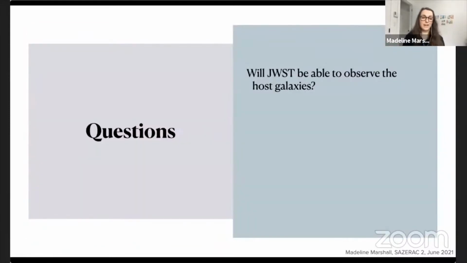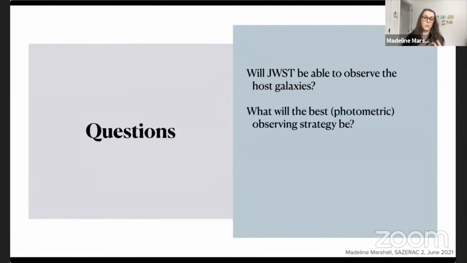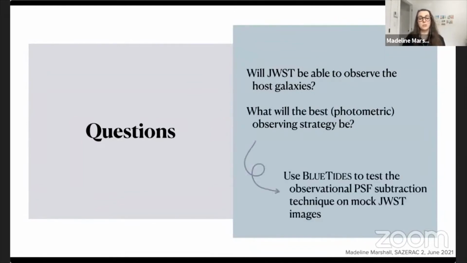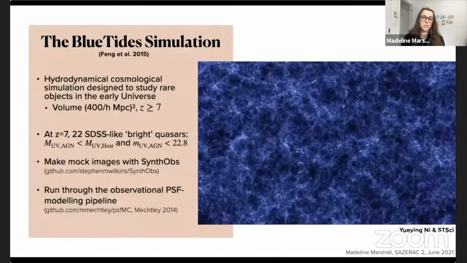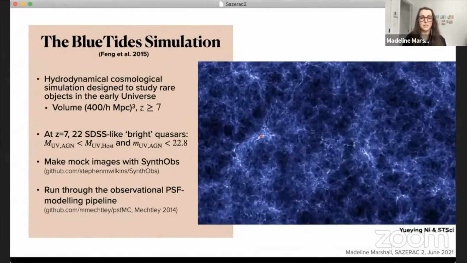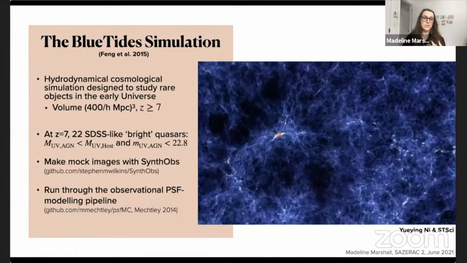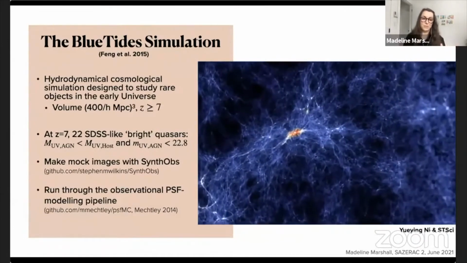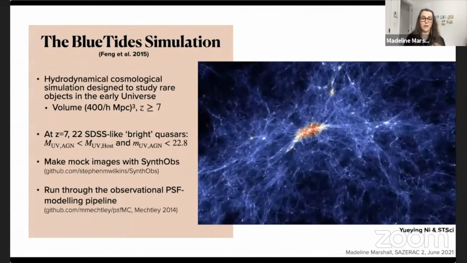So questions that we've been having very recently are, will JWST be able to observe the host galaxies? And what will the best photometric observing strategy be? So to answer these questions, I've been using the BlueTides simulation to test that observational PSF subtraction technique on mock JWST images. So BlueTides is a hydrodynamical cosmological simulation designed to study rare objects in the early universe. And so here is a zoom in on a couple of galaxies that have been formed in the simulation. Now, because it's an extremely large volume simulation, which is what is needed to have these very rare quasars.